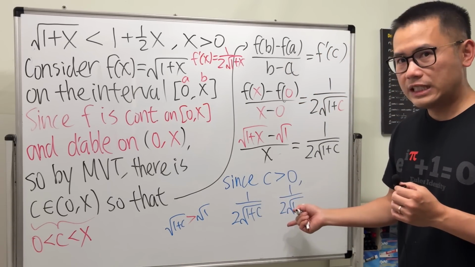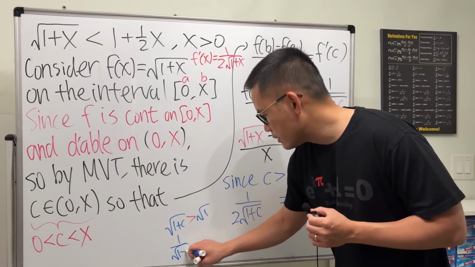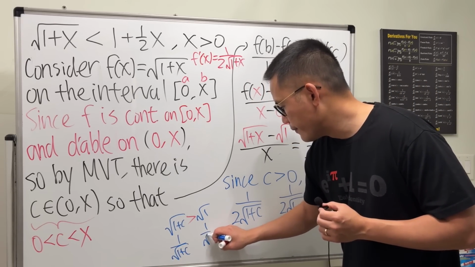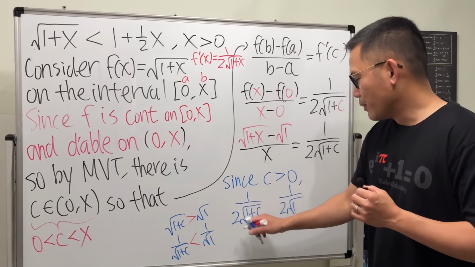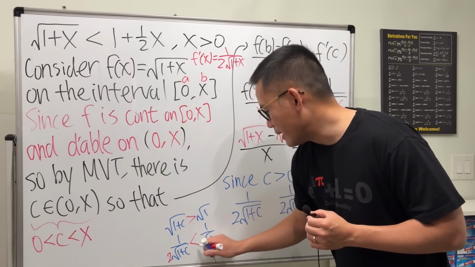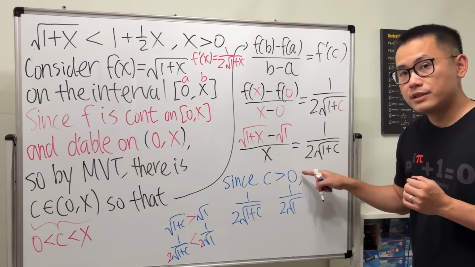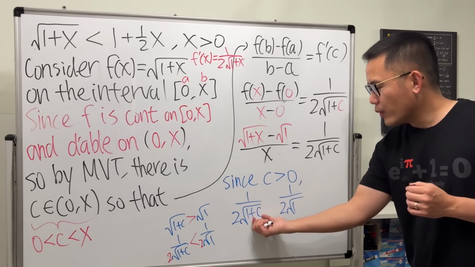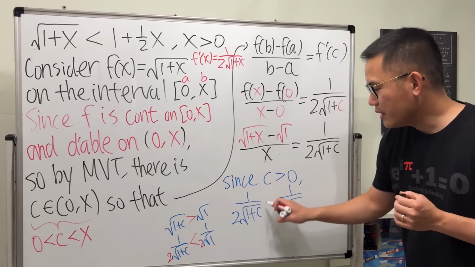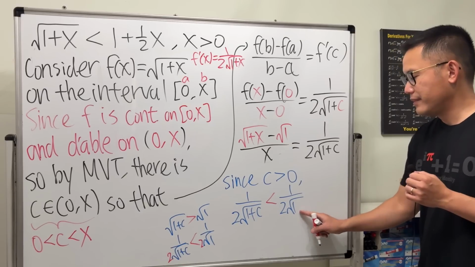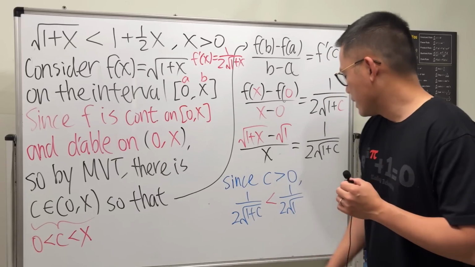But we have the reciprocal. So when you take the reciprocal on both sides, you have to flip the inequality. So it becomes like this. Multiply the 2 on the bottom, that doesn't really matter because it's just positive 1/2. So since c is greater than 0, we're taking away this right here from the denominator. The whole thing here becomes less than this. Alright? So that's an important part that we need.